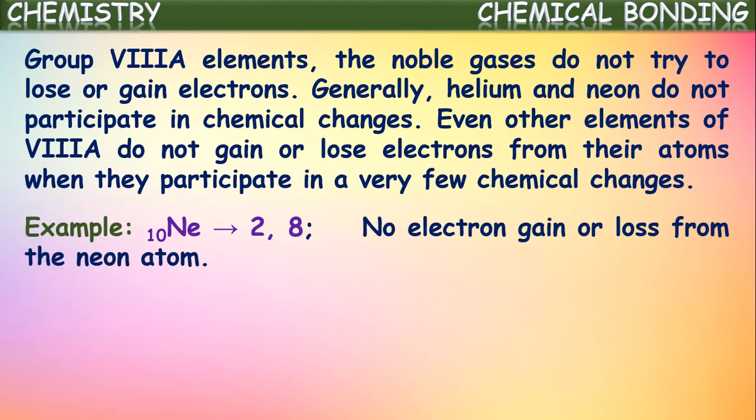For example, what is the atomic number of neon? It is 10. If you write the configuration, we get 2, 8. So in the valence shell, or the outermost shell, neon has 8 electrons in its octet. So no electrons are gained or lost from the neon atom. It won't participate in chemical reactions, that is why.